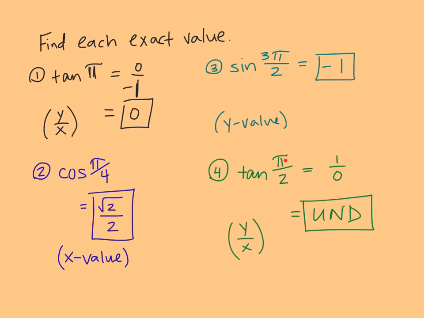In number 4, at pi over 2, our y value is +1, but our x value is 0. We cannot divide by 0, therefore our answer is undefined. So that's the difference. The tangent is undefined at 2 spots on the unit circle. You should definitely find them because I will be asking you about that on the test.